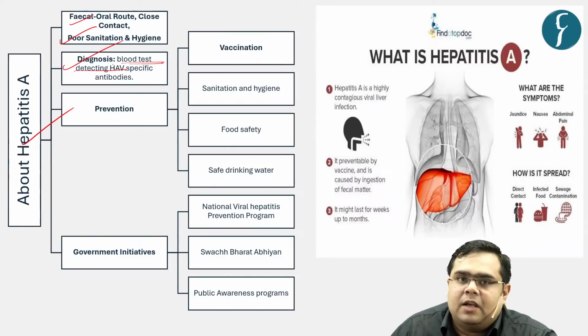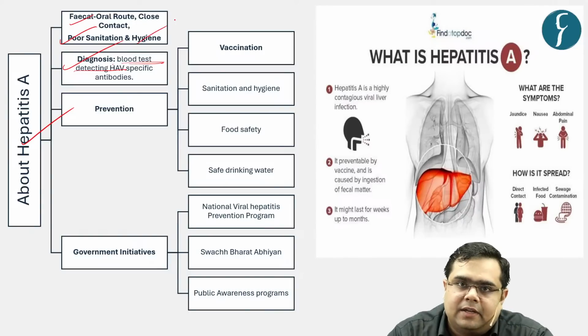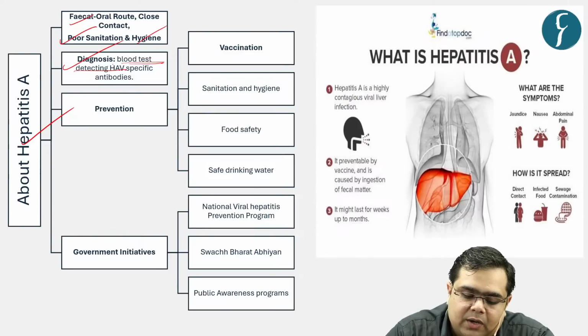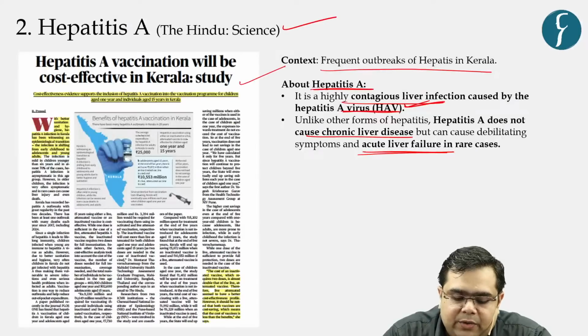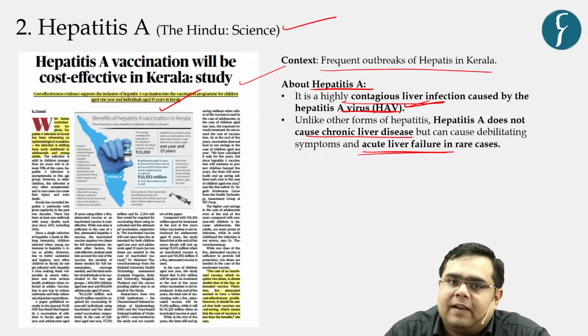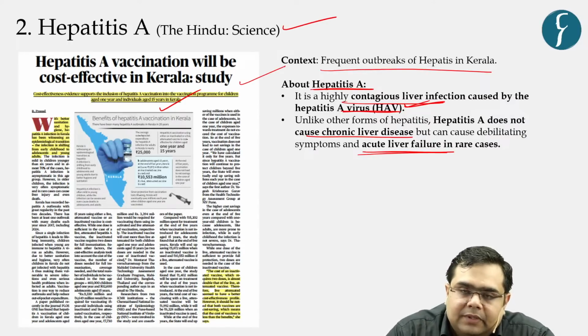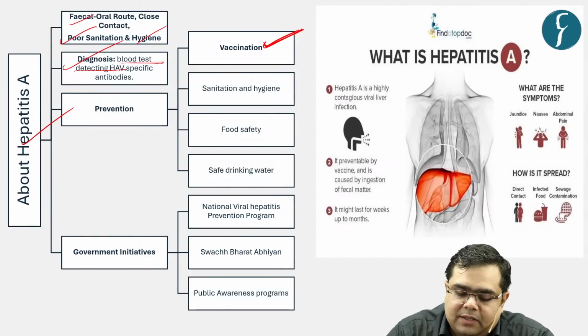Now, because this disease is caused by lack of sanitation, how to prevent it? The obvious question arises, how do we prevent this particular disease? It can be prevented with the help of a simple vaccination. In fact, the news was in the context of this only, that Kerala has been able to largely prevent the outbreaks of hepatitis A with the help of effective and cheap vaccination programs, right? So the vaccine for this disease is already available.